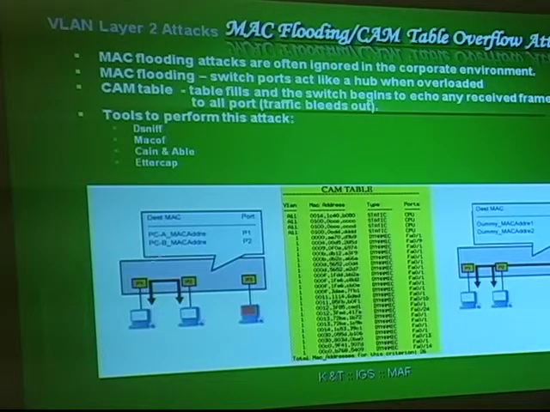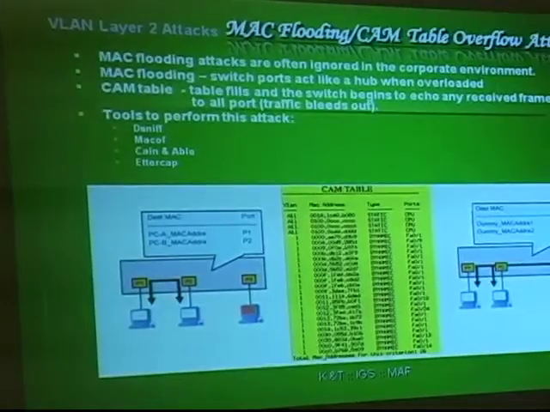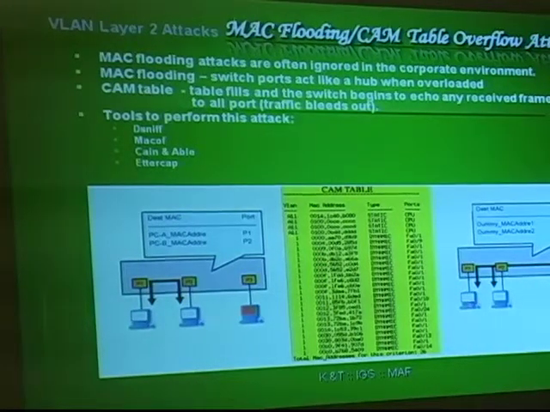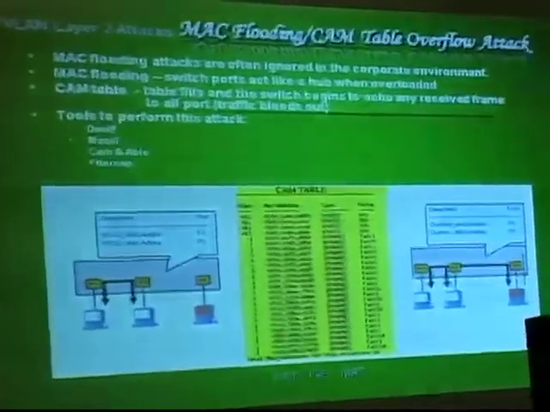So here, what you see is just a regular switch. It's operating normally. So P1 sends data over to P2. Just regular conversation. And here we go. The attacker sends the MAC addresses onto the switch, and he decides to flood the CAM table, and it starts broadcasting just like a hub.